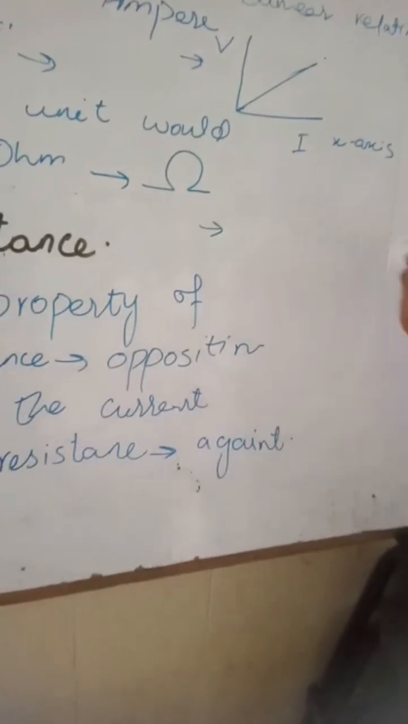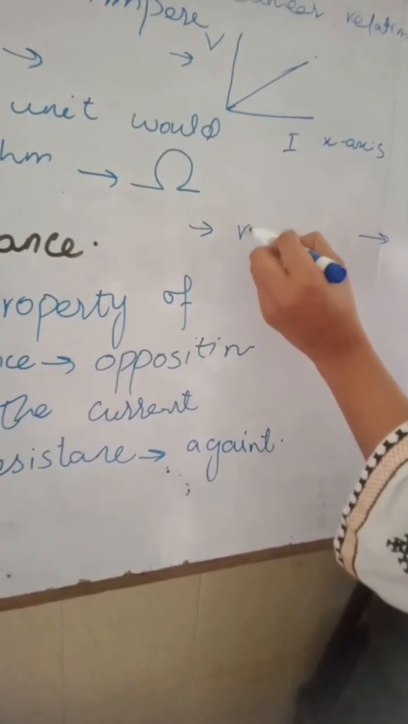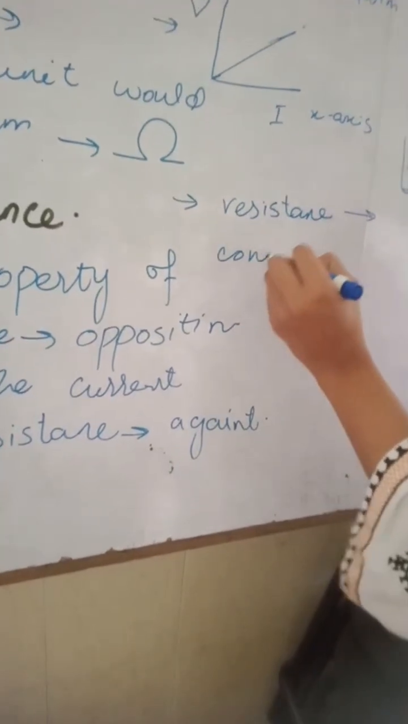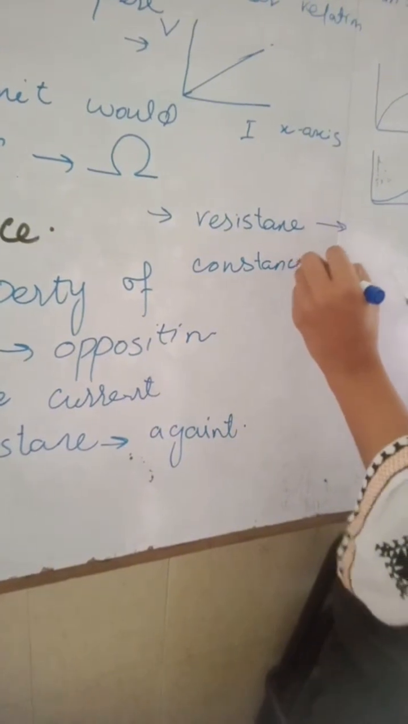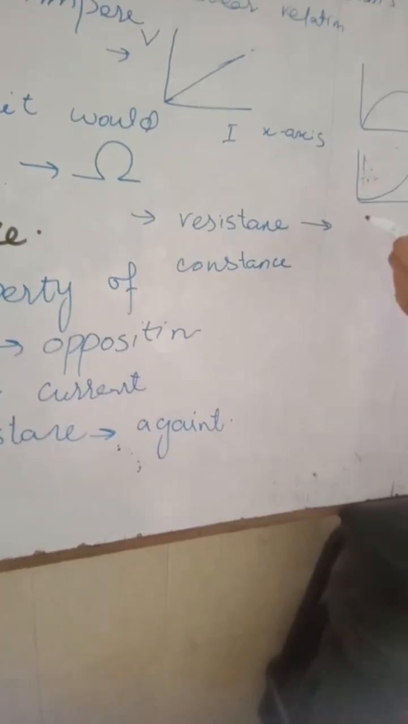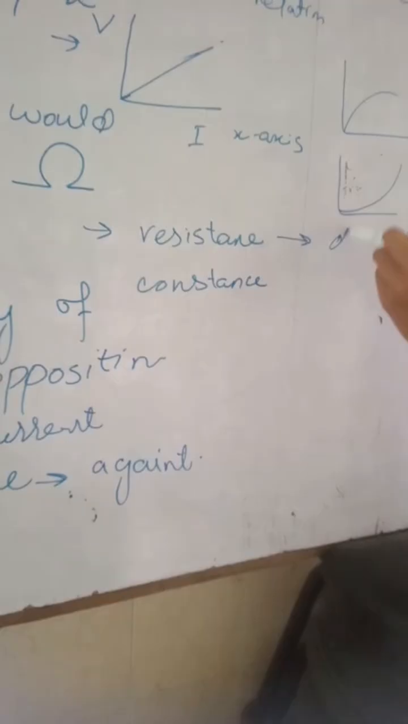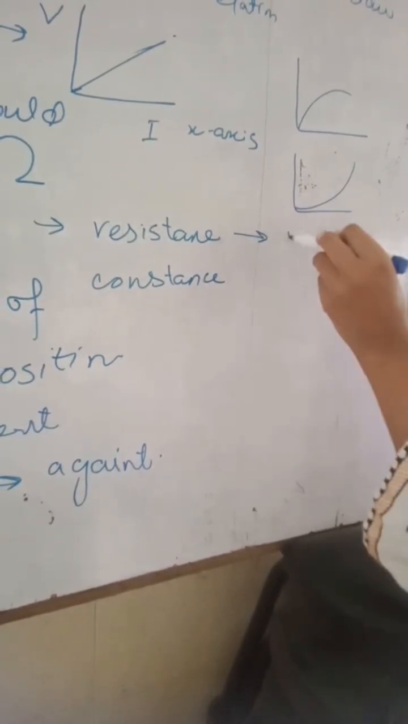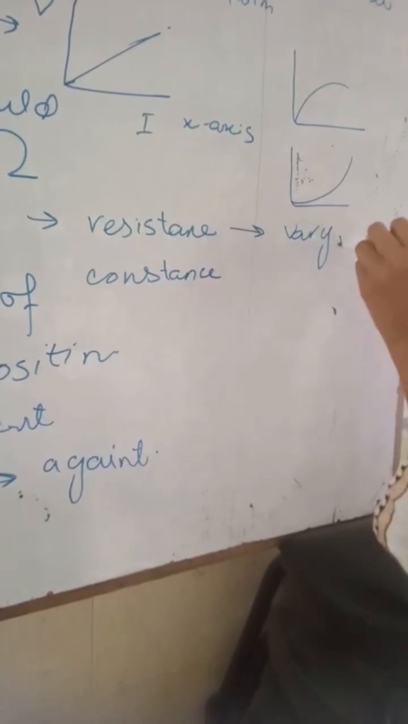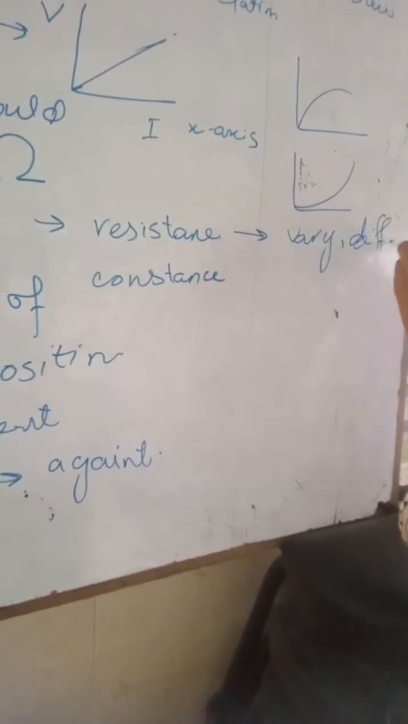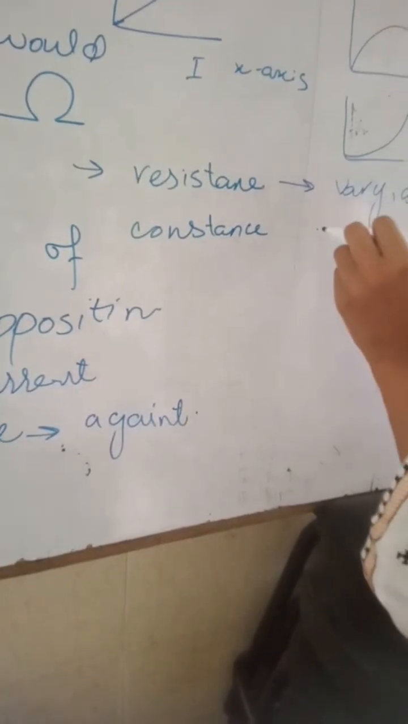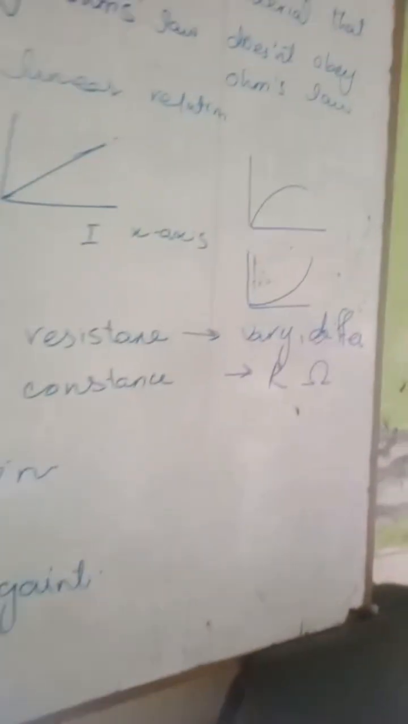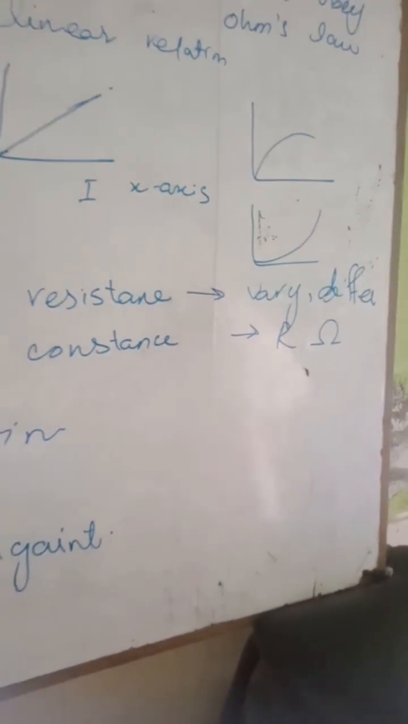The next difference is resistance. It is constant, because in Ohm's law resistance is always constant. Here, in non-ohmic, it can vary or differ. With the passage of time, it can change. Who? Resistance, ohms. Okay, this is ohmic and non-ohmic.